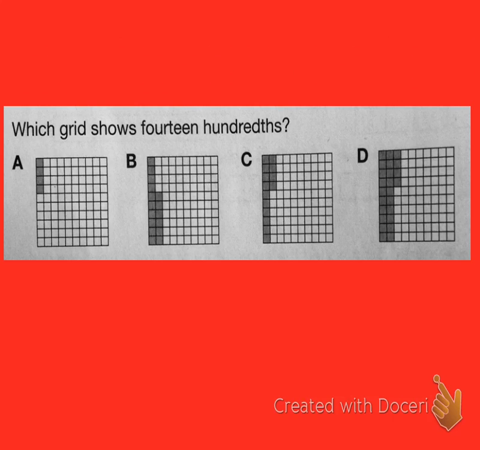And then which grid shows 14/100? Would that be A, B, C, or D?